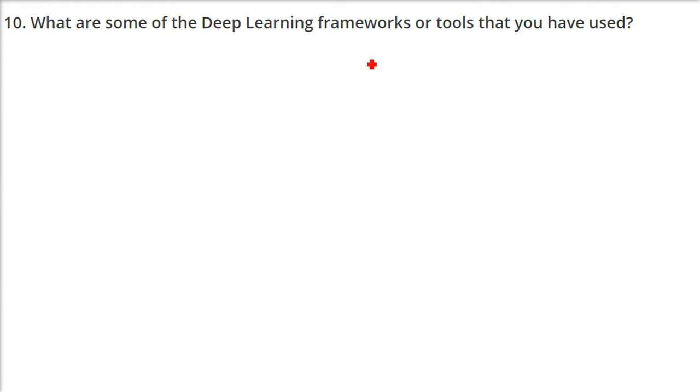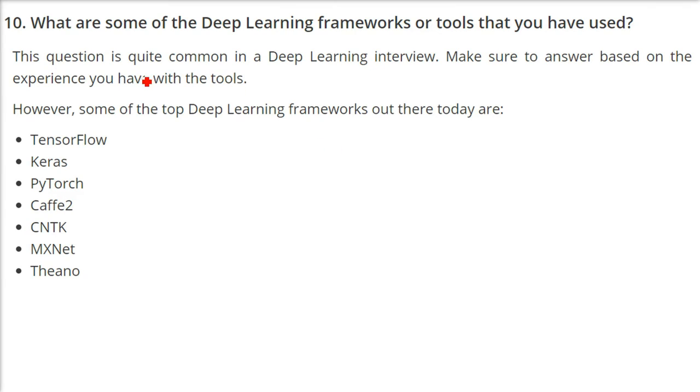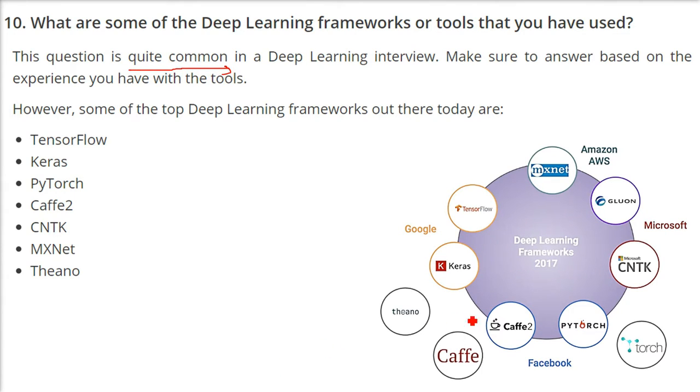What are some of the deep learning frameworks or tools that you have used? This is a very common question in interviews. Always asked, because by this the interviewer will know whether you have worked on this or not. So you need to know which is coming from Google, which from Amazon, Facebook, Microsoft. For example, PyTorch is coming from Facebook, Tensorflow is from Google, CNTK from Microsoft, MXNet from Amazon.